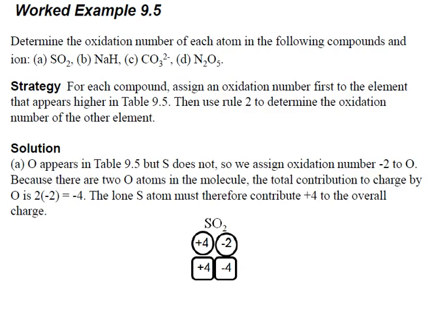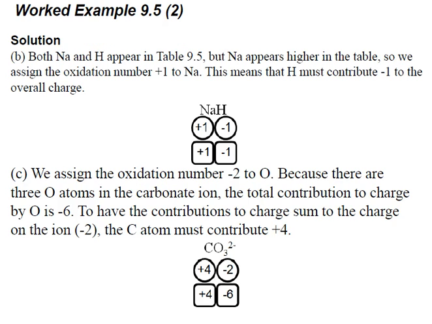So what you'll do is you can determine the oxidation number of what you know for sure, and then you can deduce the oxidation number of the other element. All right, so let's take a look at the second one. Once you practice a handful of these, they're fairly straightforward.